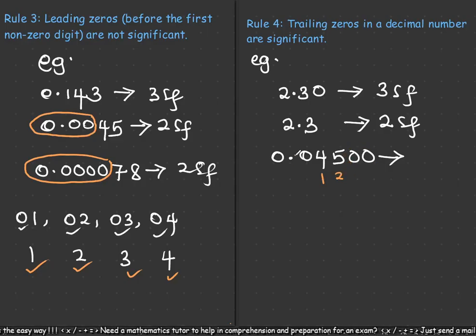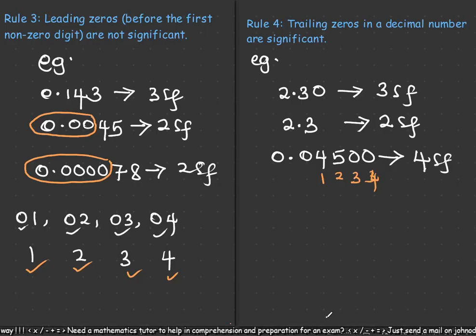And they come after a decimal. So they are at the decimal side. Hence, it is significant. And then this is also significant. Hence, we can say that this number here has actually got 4 significant figures. 4. The reason being that these zeros here are trailing zeros. And we said trailing zeros in a decimal number are significant.